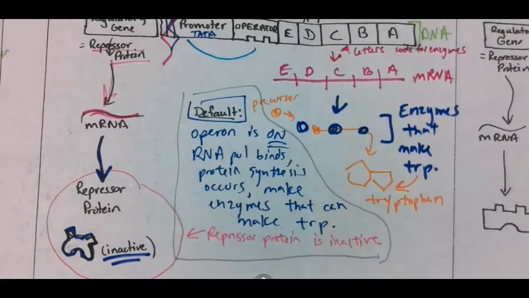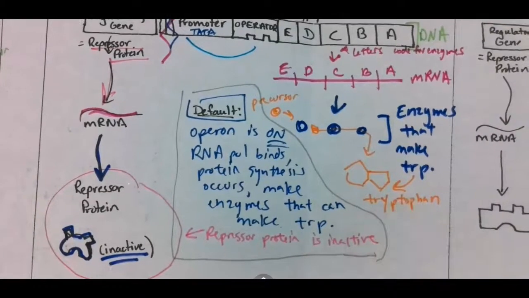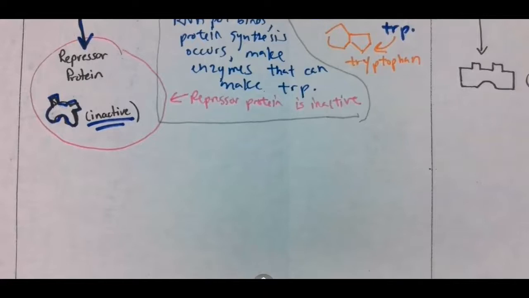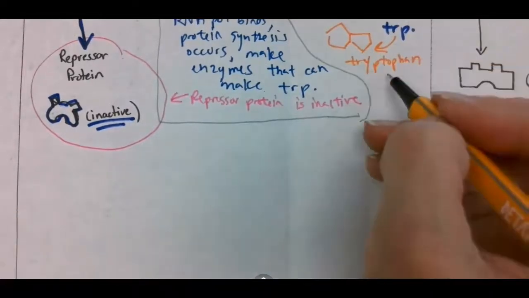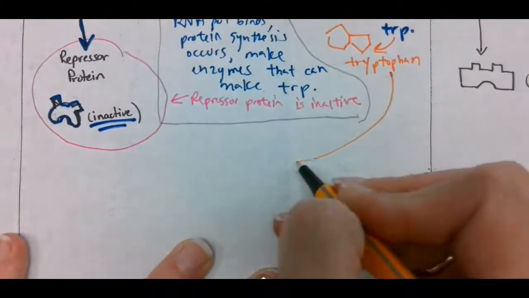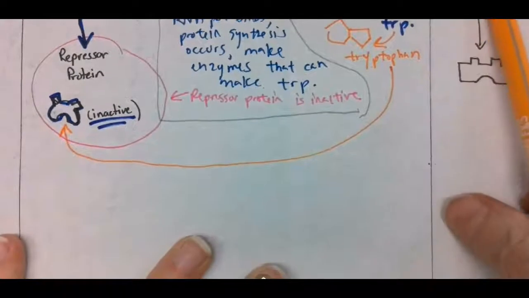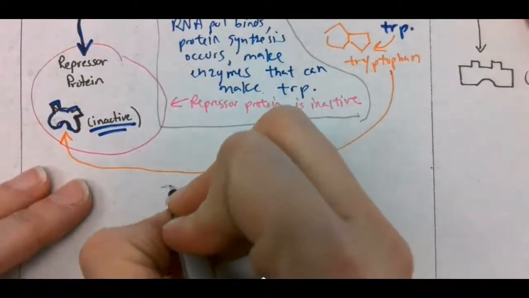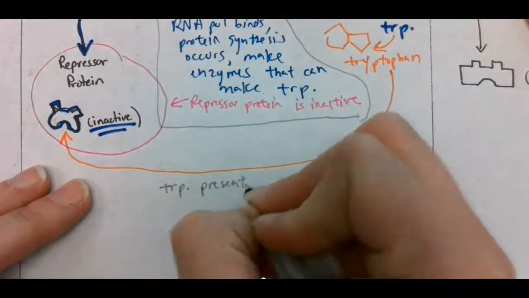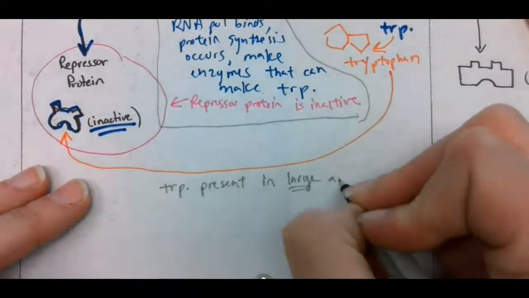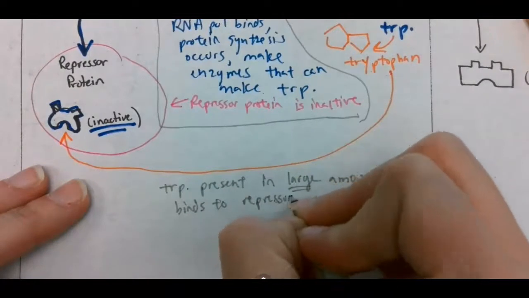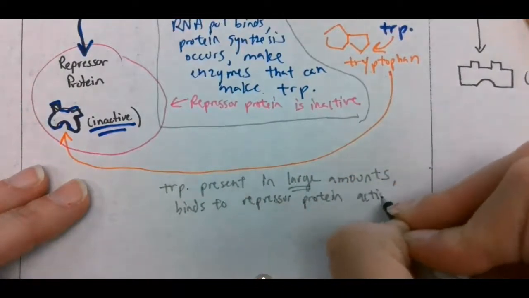Okay, well, when we have too much tryptophan, this tryptophan comes over and is going to bind with this repressor protein. Okay, so this tryptophan is going to come over and it's going to bind to this repressor protein. So default operon is on. However, when tryptophan is present in large amounts, it binds to the repressor protein and activates it.